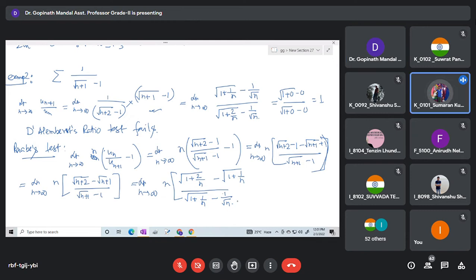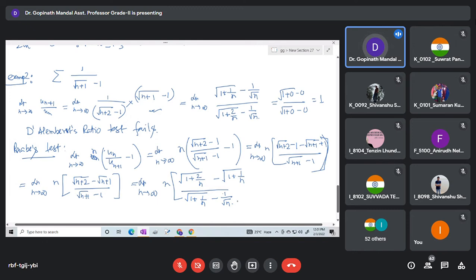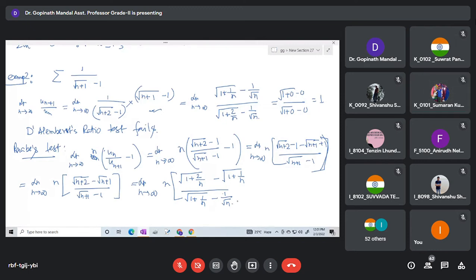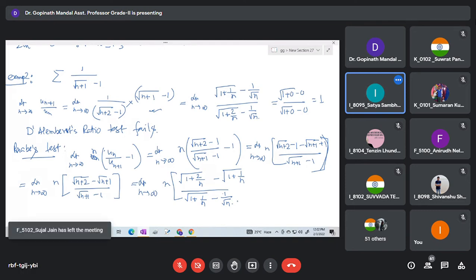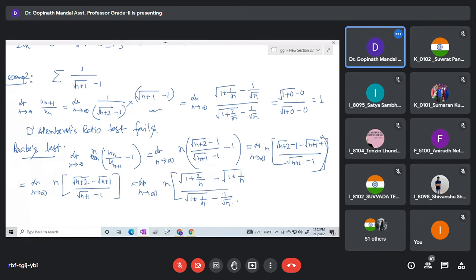Yes, sir. This is the problem. We have to cancel n. One more substitute. Think. There is a problem. Multiply root over n plus 1 minus 1 in upper and lower. Wait.